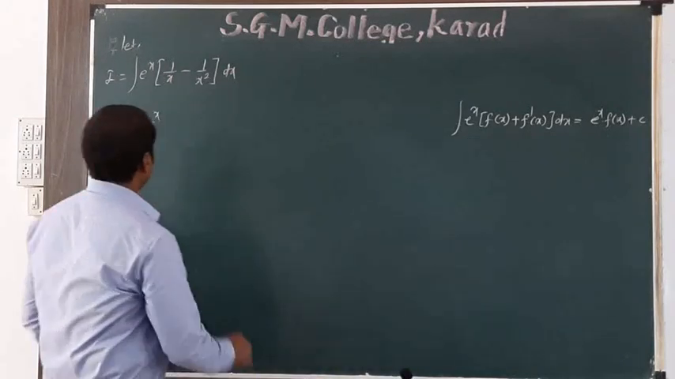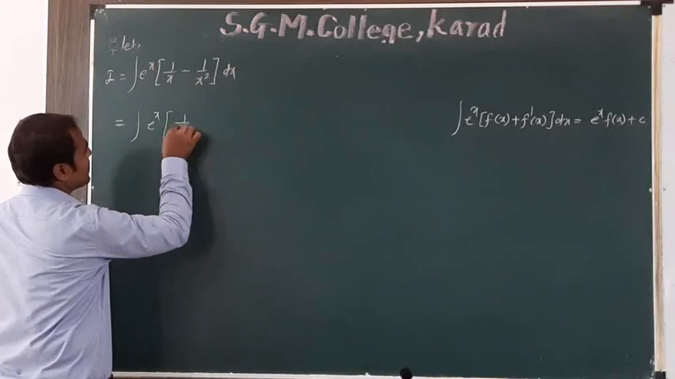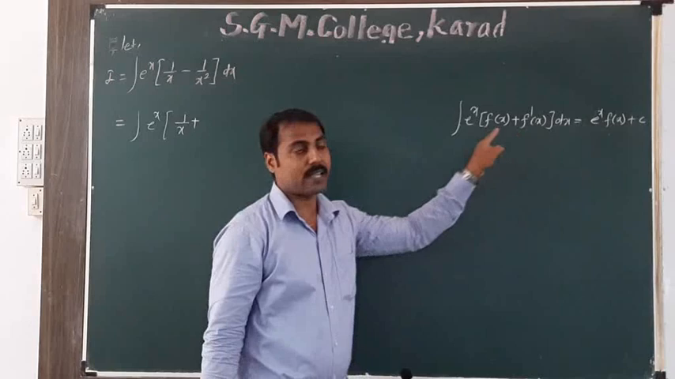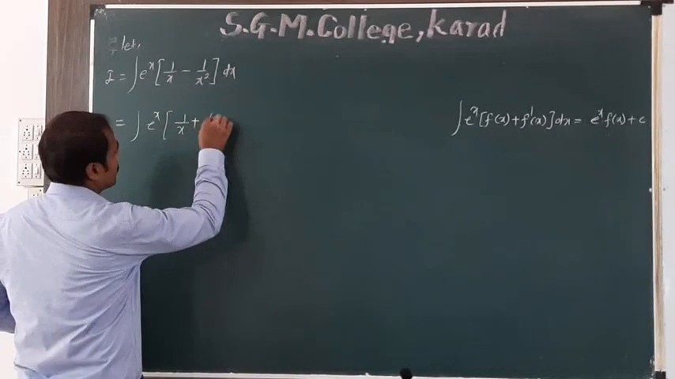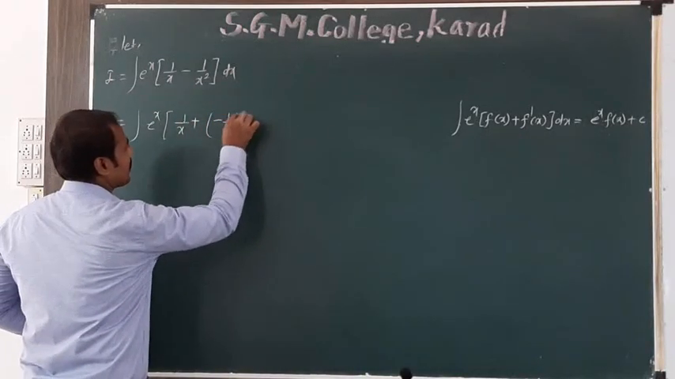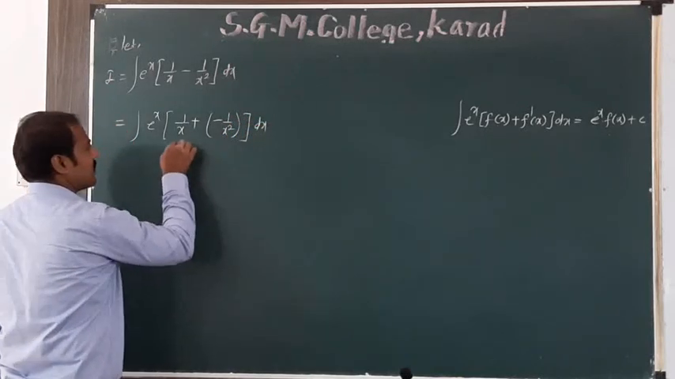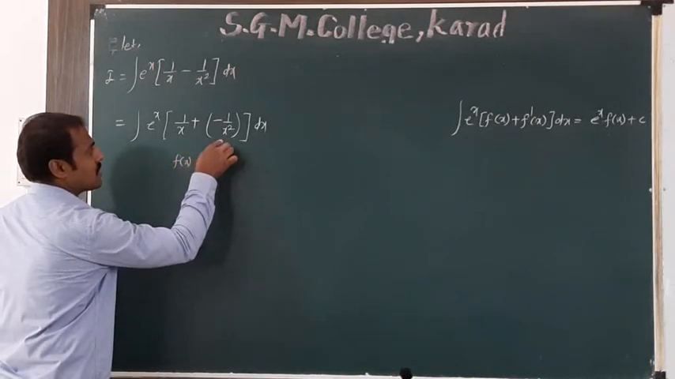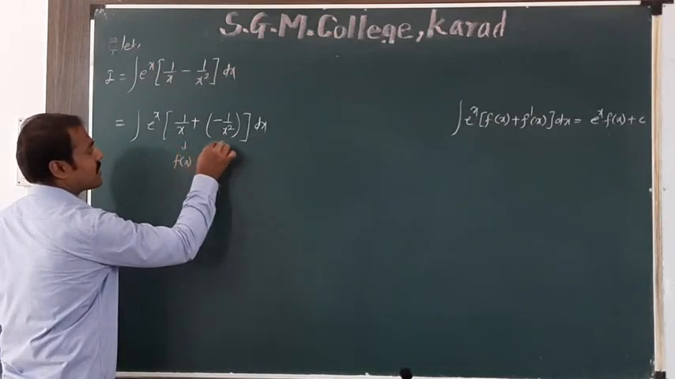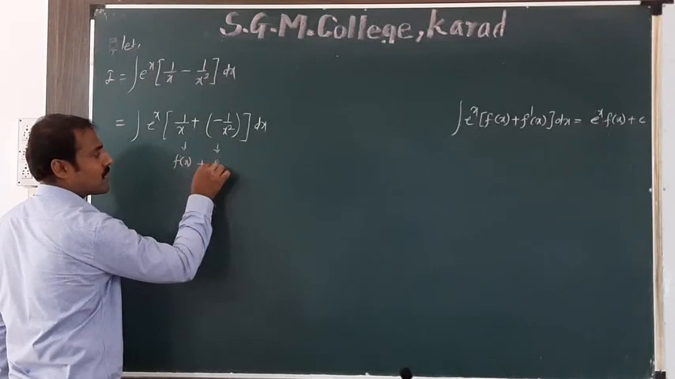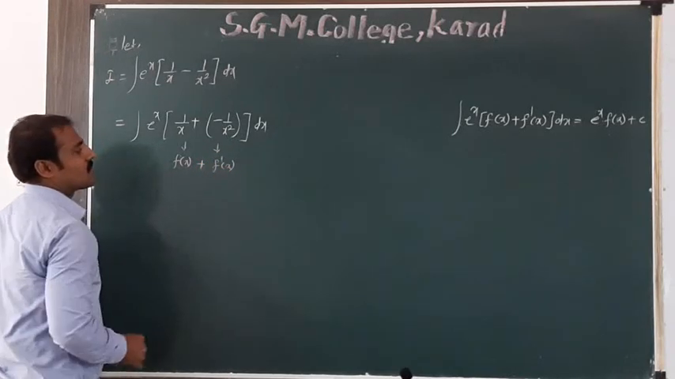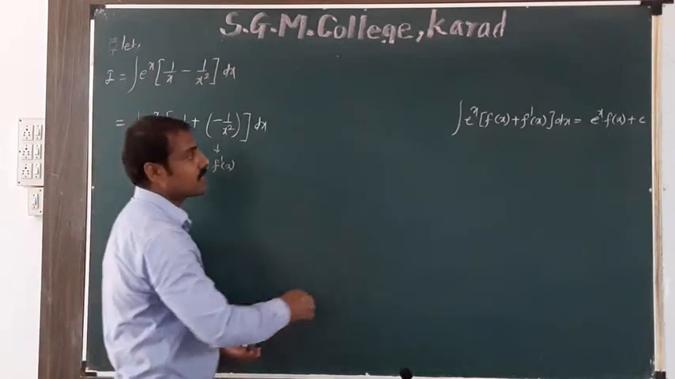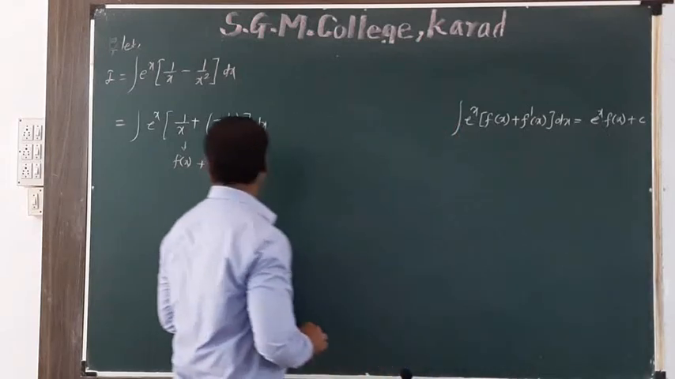So I can write 1 upon x as a term, plus, since the middle sign is plus, plus minus 1 upon x square dx. Here 1 upon x is the function f of x, and here is the derivative of 1 upon x. The derivative of 1 upon x is minus 1 upon x square. So e raised to x into f of x plus f dash of x, the answer is e raised to x into f of x.